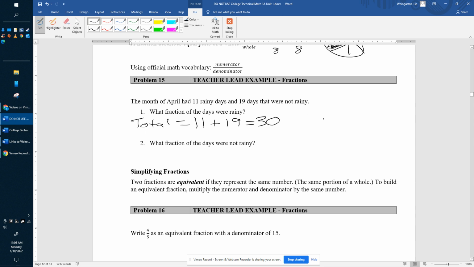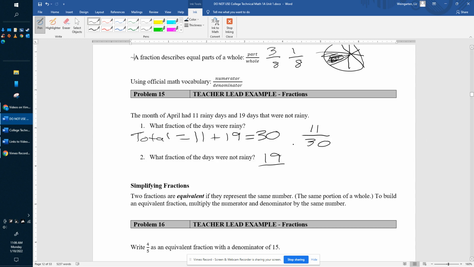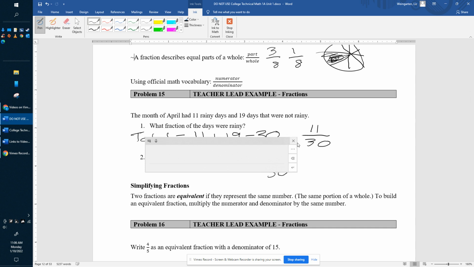So what fraction of days were rainy? So we take our part, just the rainy days, and we put it over our whole, which is the total number of days in April. What fraction of days were not rainy? So 19 days were not rainy, so we'll take those 19 days and put them over our whole. So that's the basics of fractions and how we can turn our words into a fraction.